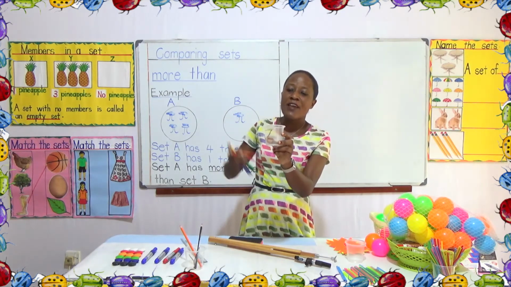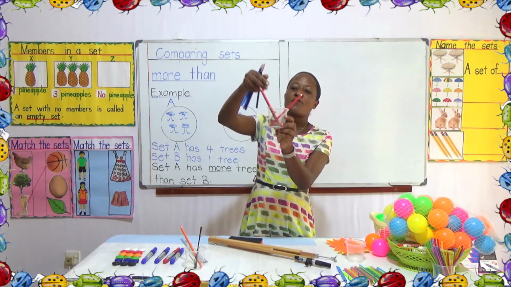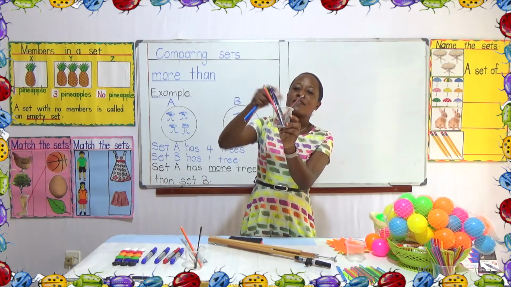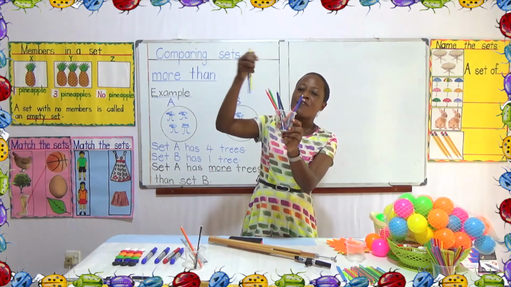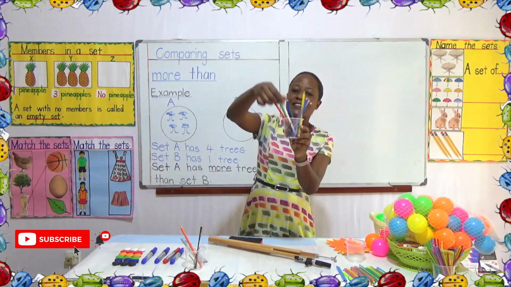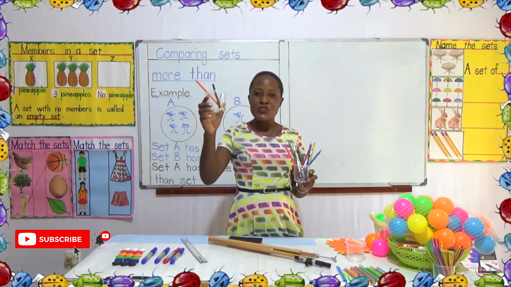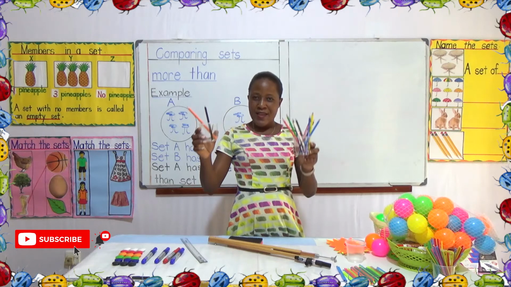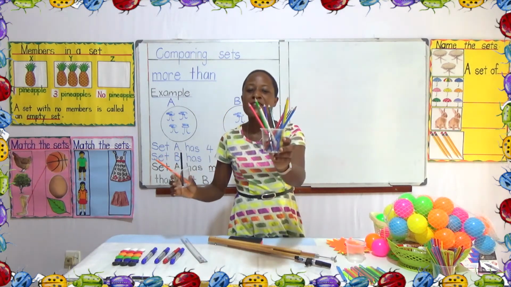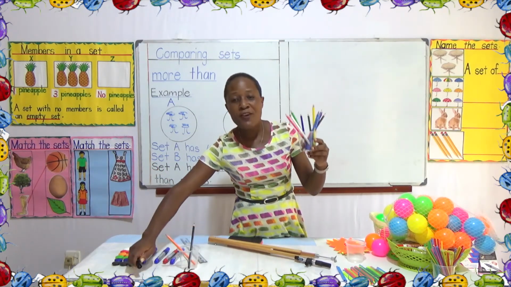Let's count them together. 1, 2, 3, 4, 5, 6, 7, 8, 9, 10. This one has 10 and this one has 2. Cup Y has 2 colored pencils. Cup Z has 10 of them.